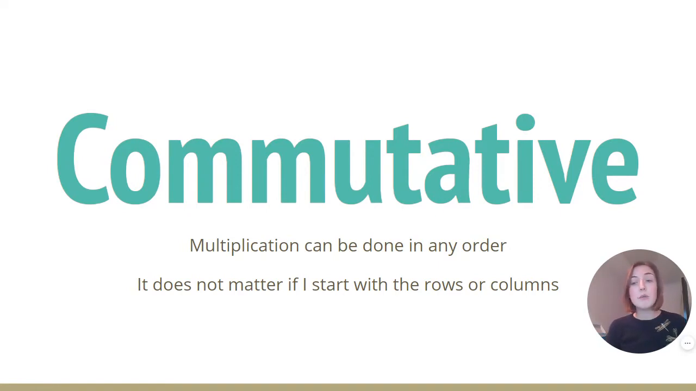So it means when I'm writing my number sentence, it doesn't matter which number comes first. It doesn't matter if I look at the rows or the columns. It's a bit like when we're adding. If I was doing 1 add 2 is 3, and I swapped the numbers and said 2 add 1, I would still have 3. So that is commutative. When we're taking away, that is not commutative because we know we have to start with the biggest number. So multiplication is commutative.